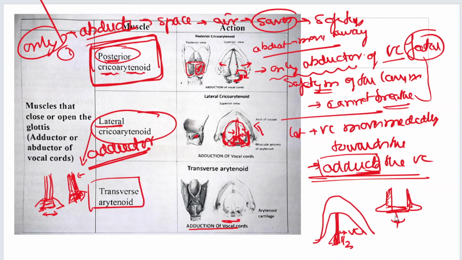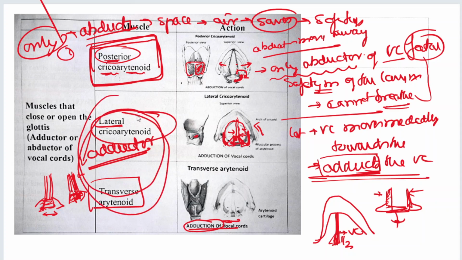It's also called interarytenoid, but let us just remember transverse arytenoid. So it is bringing both the arytenoid cartilages together. So it is causing adduction of the vocal cords. So transverse arytenoid and lateral cricoarytenoid both are causing adduction of the vocal cord, whereas posterior cricoarytenoid is abducting the vocal cord, or bringing the vocal cords away from each other, away from the midline. So that is the only abductor.